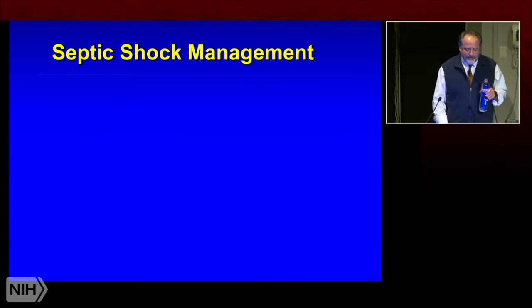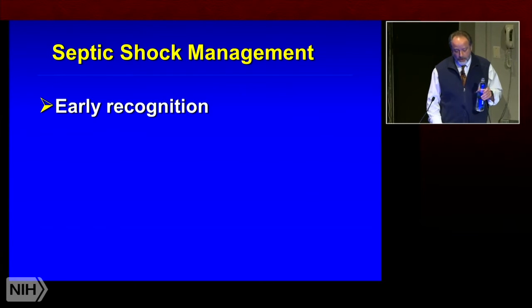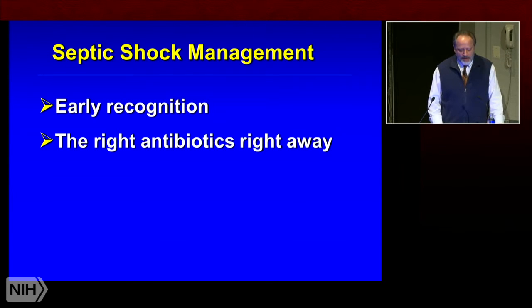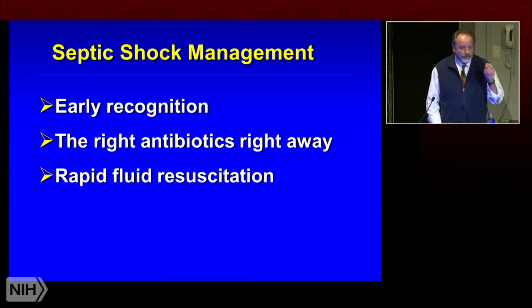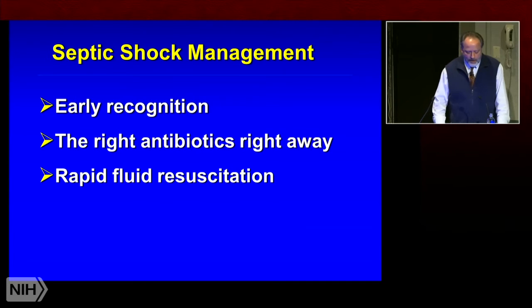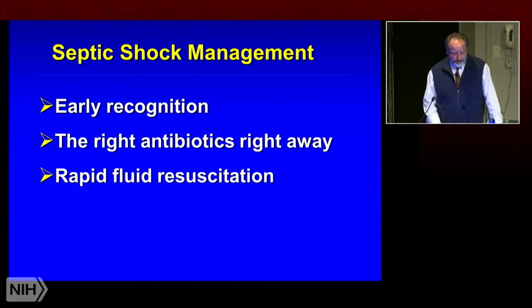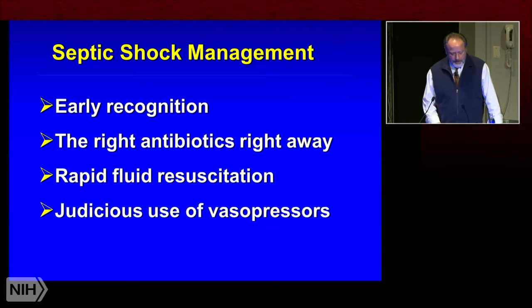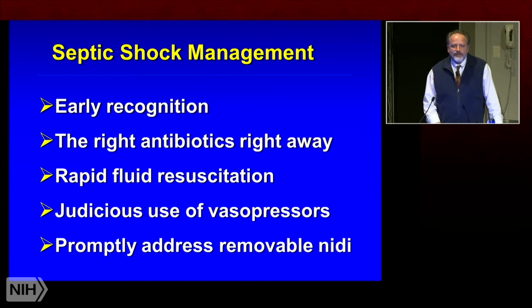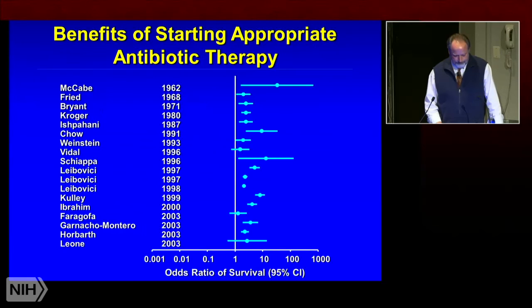Septic shock is a bacterial infection, and the management is usually early recognition. You try to have a high suspicion. You want to give the right antibiotics right away. These people develop hypotension. You want to give fluids. Their blood pressure is low. If their hypotension is severe enough, you want to give agents which will cause the blood vessels to constrict so the blood pressure is maintained. And if there's a site of infection, you want to remove it.